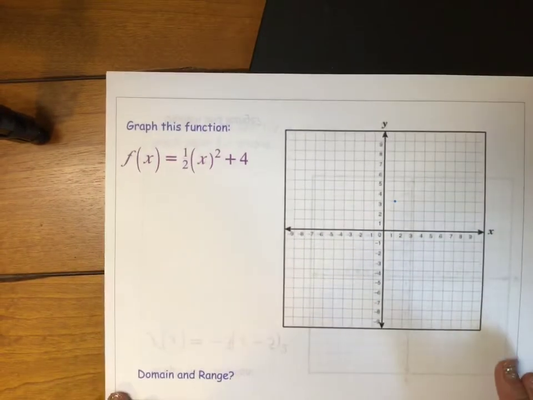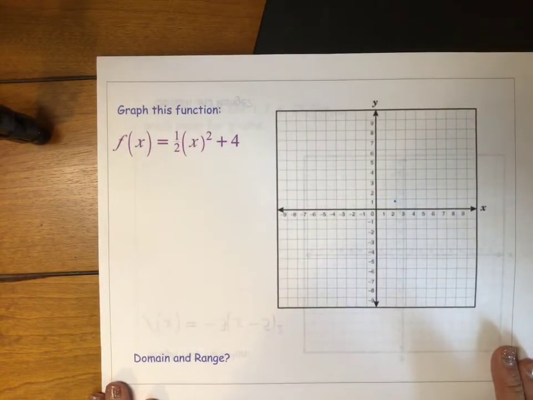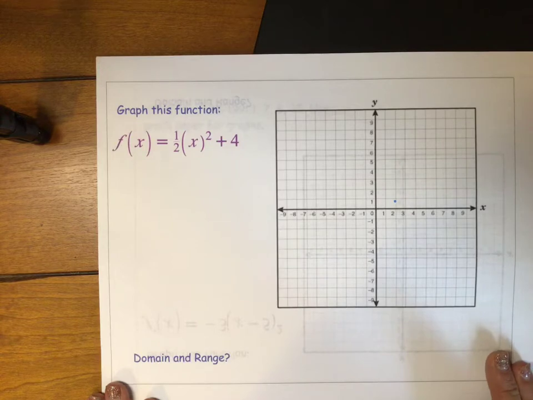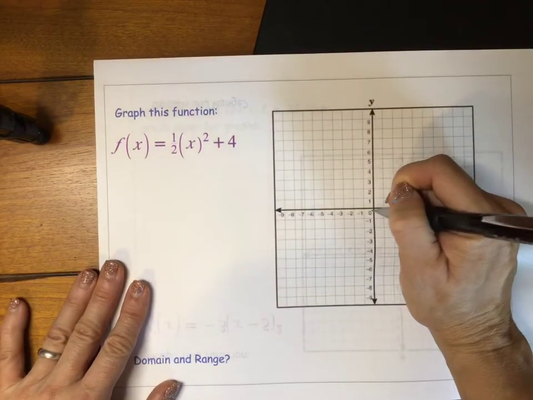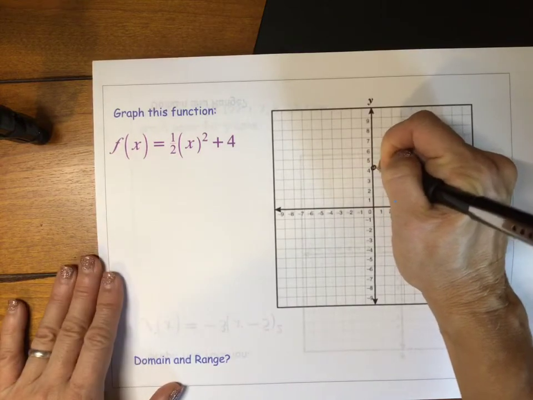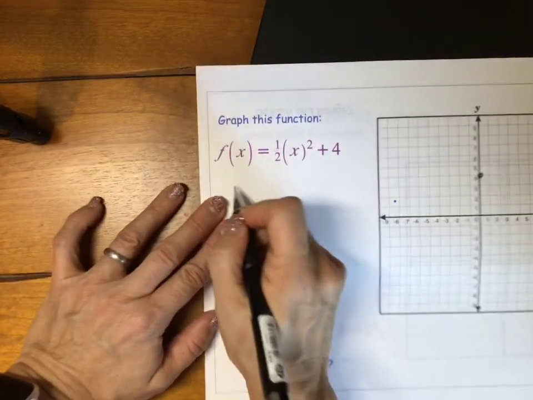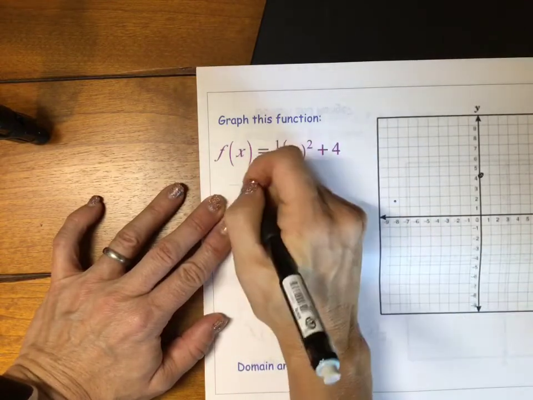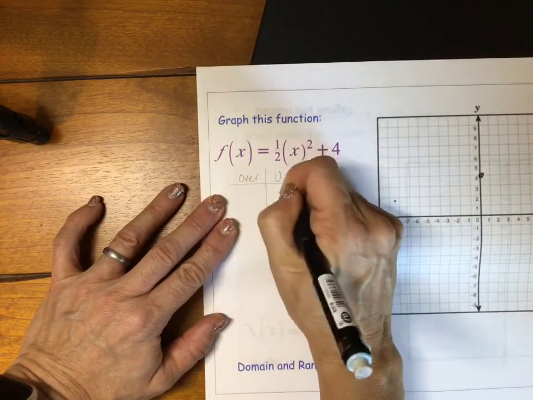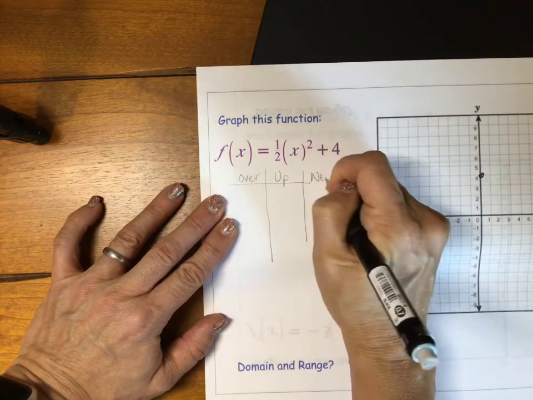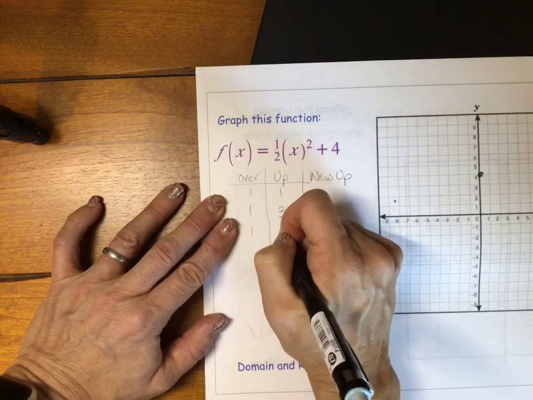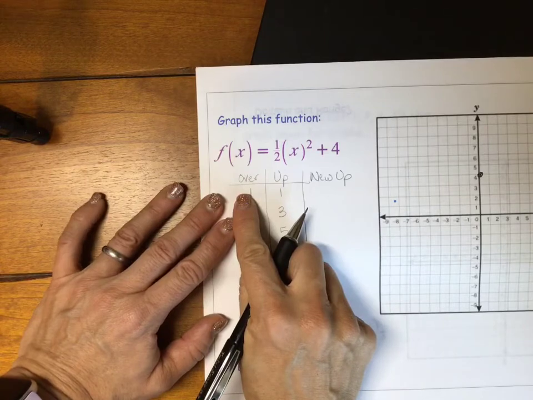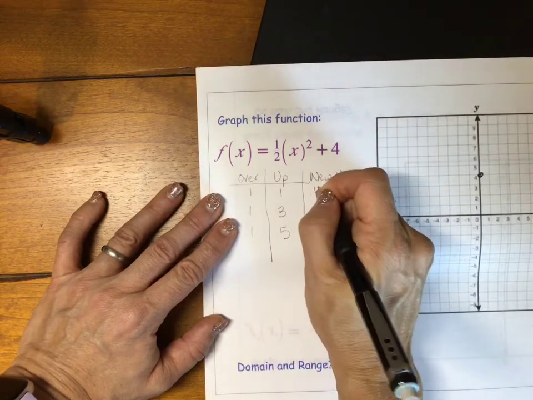I'm going to do this one with you, showing a compression. This is the same graph as the one on the previous page, except for stretching by 2, I'm now compressing by 1/2. So I still am going to have a vertex at up 4. And we want to look at my over up pattern and my new up. So instead of over 1, up 1, I'm going to go over 1, up 1/2.